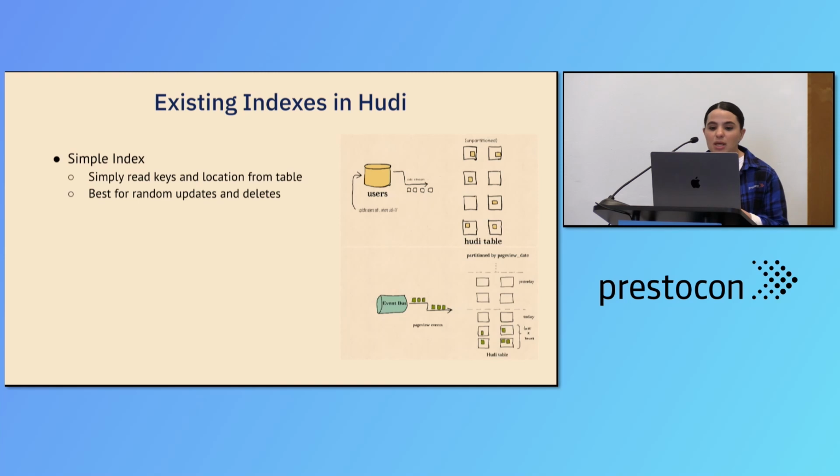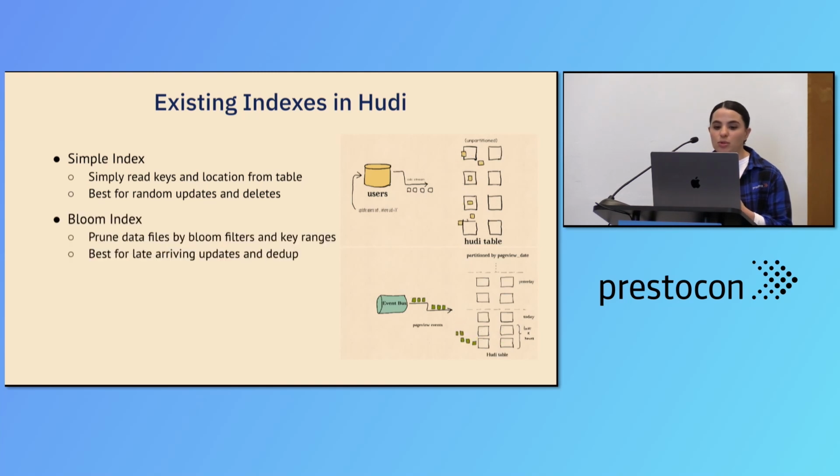In the second use case, the input events are mostly ordered by the timestamp, and most events will fall into the last few hours, so only a small portion of the files are updated in the whole table. In this case, you'll want to use the Bloom index because it uses the Bloom filters co-located in the data files to prune files instead of reading all the keys. This significantly reduces the I/O if only a portion of the files need to be updated.